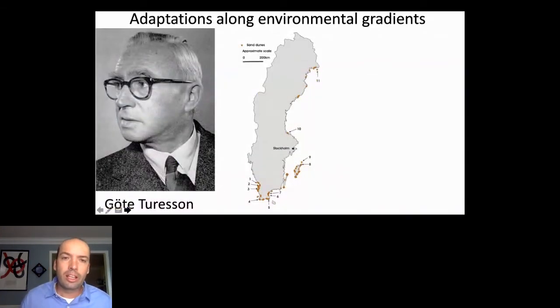Okay, so the basis of a lot of the research that goes on in my lab and with people who study local adaptation started out with Göte Turesson in 1922, so almost 100 years ago now. And Turesson conducted a series of experiments along environmental gradients in Sweden. And he collected plants from all over Sweden and planted them into common gardens. And from that, he saw that plants from different regions maintained their differences in common garden experiments. And this told him that there was natural selection occurring in those different habitats that drove those differences.